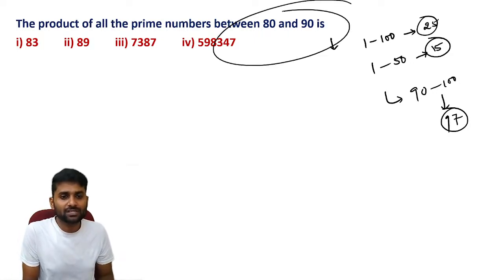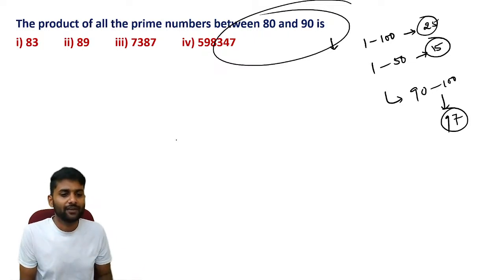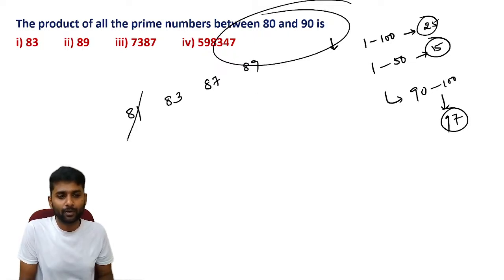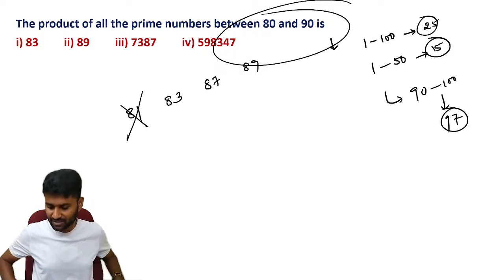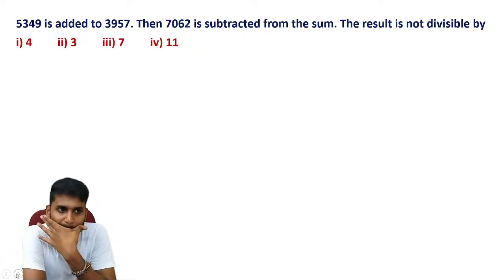But here the question is, what is the product of all the prime numbers between 80 and 90? If you observe, any prime number other than 2 is an odd number only. So 81, 83, 87, 89. If you apply the divisibility by 3 property, definitely 81 is divisible by 3. 8 plus 1 is 9, 9 is divisible by 3, which means 81 is.